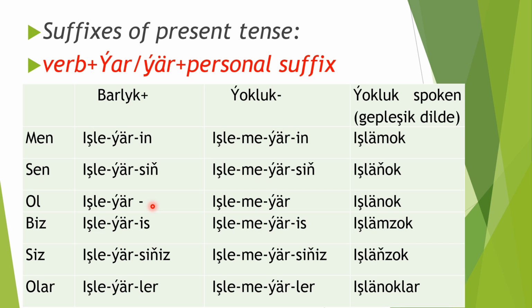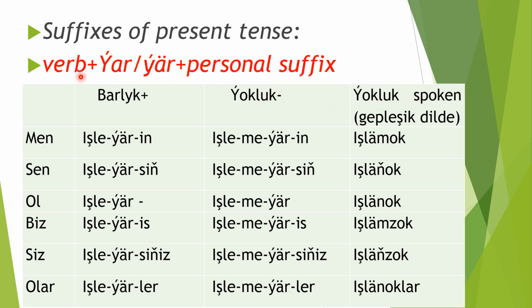This is the table of how we make the present simple, how we use it. Suffixes of present tense: verb plus yar plus personal suffix. What does it mean? Men, sen, ol, biz, siz, olar. These are the pronouns: I, you, he, she, it, we, you, they. Barlık, this is the plus, that means positive. Yokluk, this is the negative. And yokluk, spoken form, gepleşik dilde. Yokluk in a spoken form is different than the yokluk in a written form.